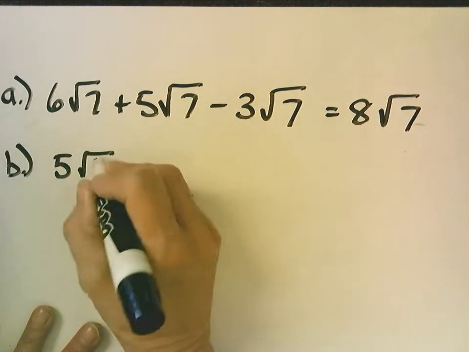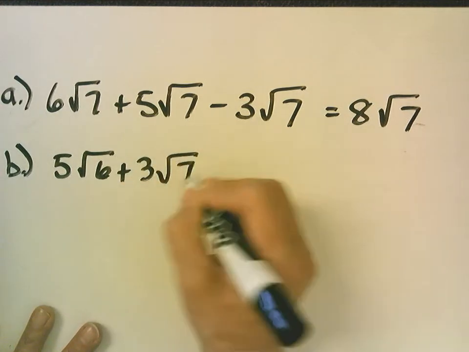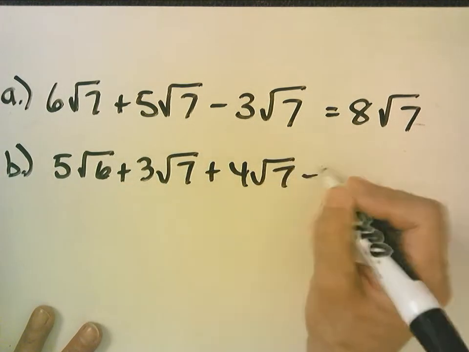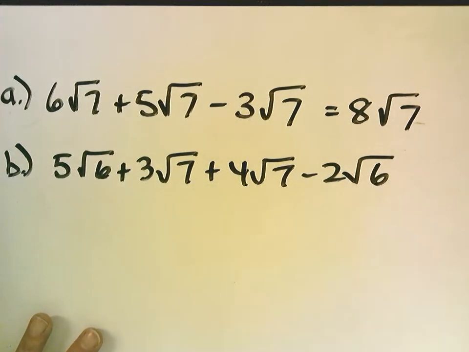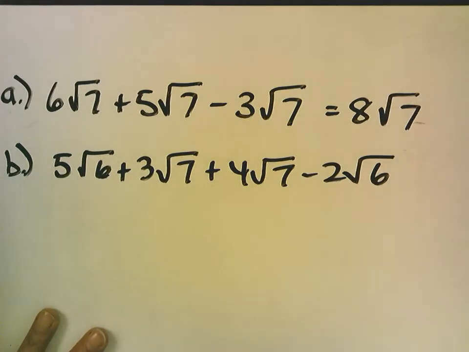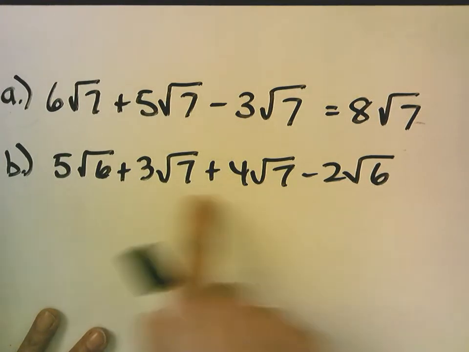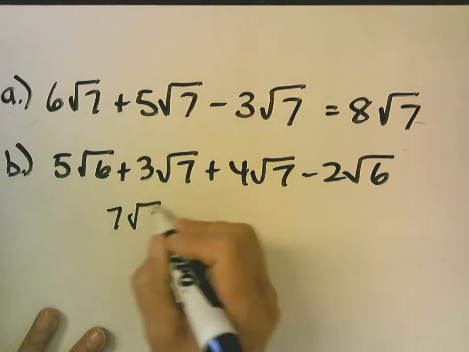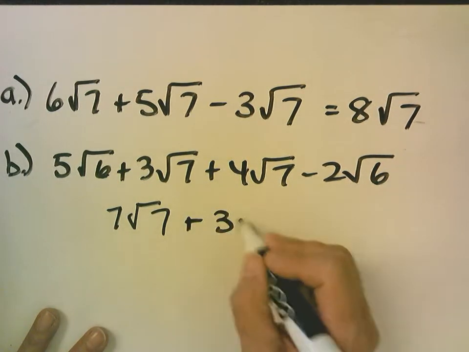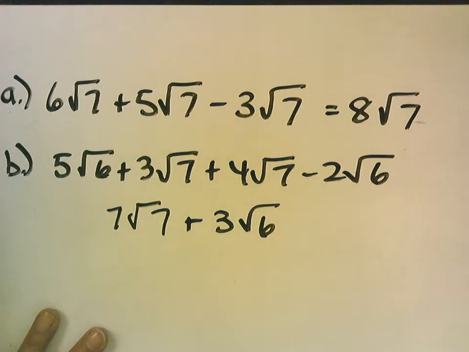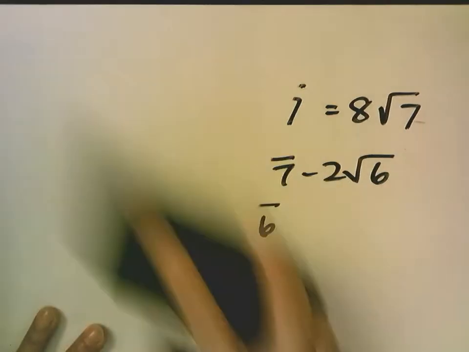So if you have a 5 root 6 plus a 3 root 7 plus a 4 root 7 minus a 2 root 6, you can't combine your root 6's and your root 7's just like you can't combine your x's and y's. But I can combine these 2 root 7's and I get 7 root 7. And 5 minus 2 becomes 3 root 6. Okay? Now, sometimes it gets a little more complicated than that.